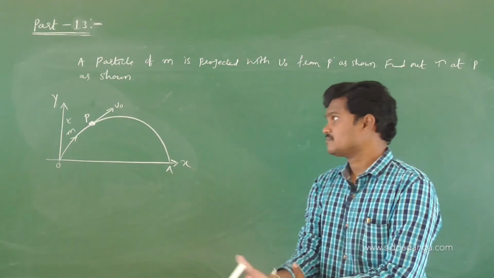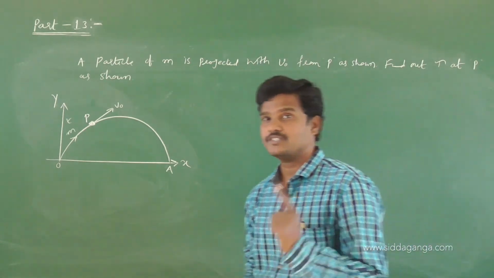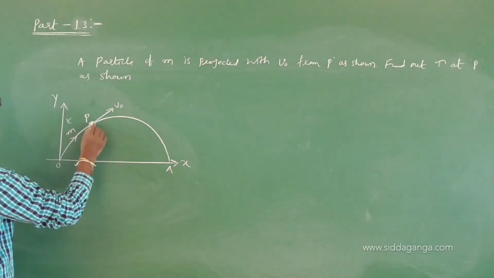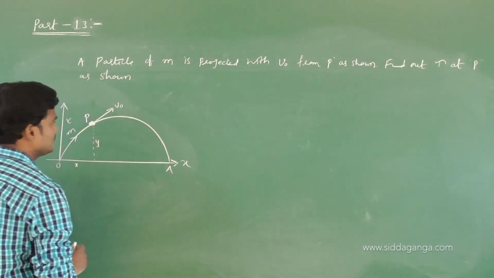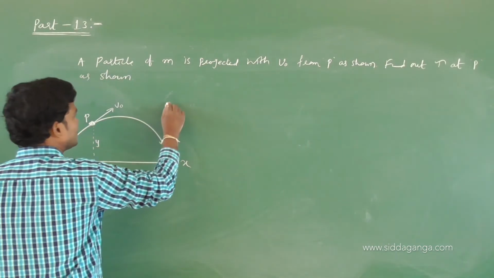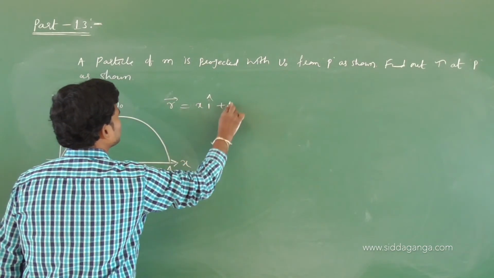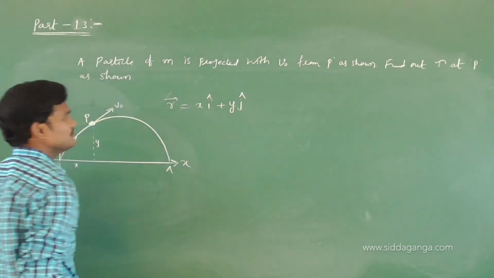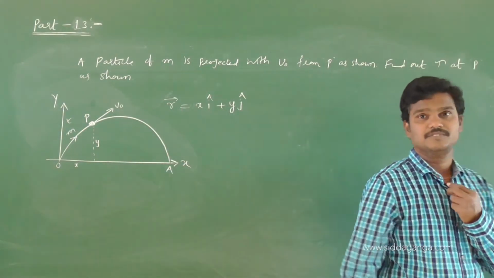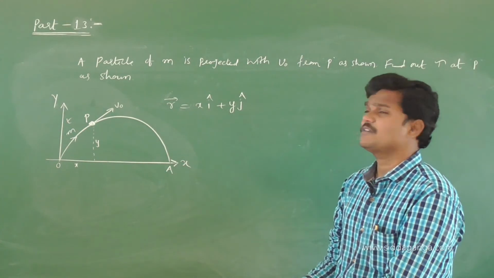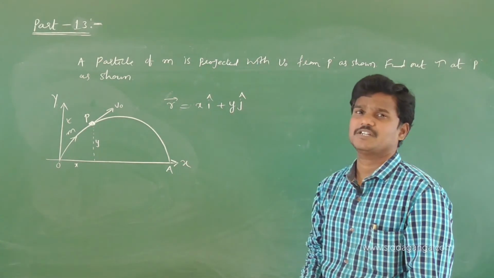At point P, we don't know at what distance exactly the particle is. So resolve some distances here. See, this is at a distance of something x and this is at a height of y. So at P, the particle has some position vector. The position vector we can write as x i cap plus y j cap. How to get this x i cap and y j cap? X is nothing but the horizontal component.